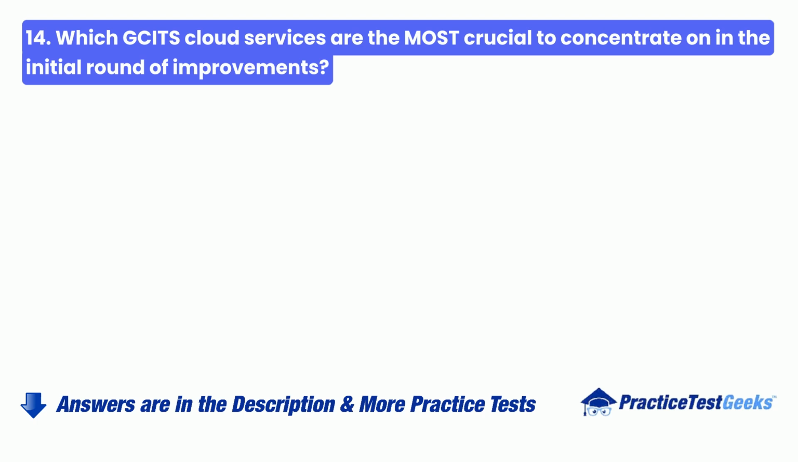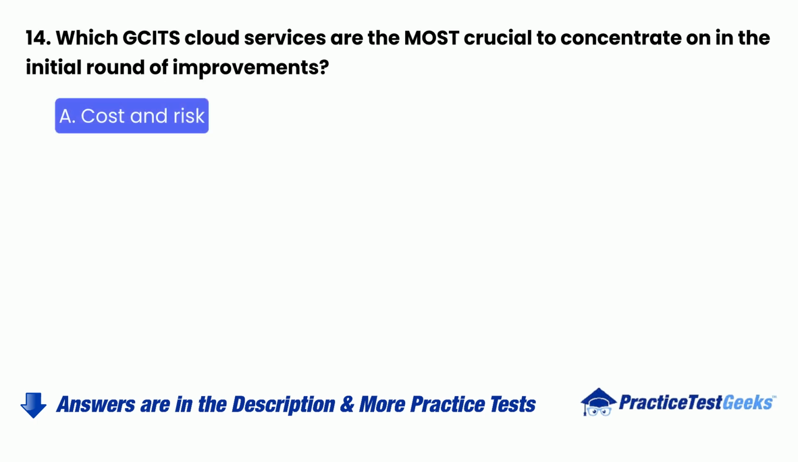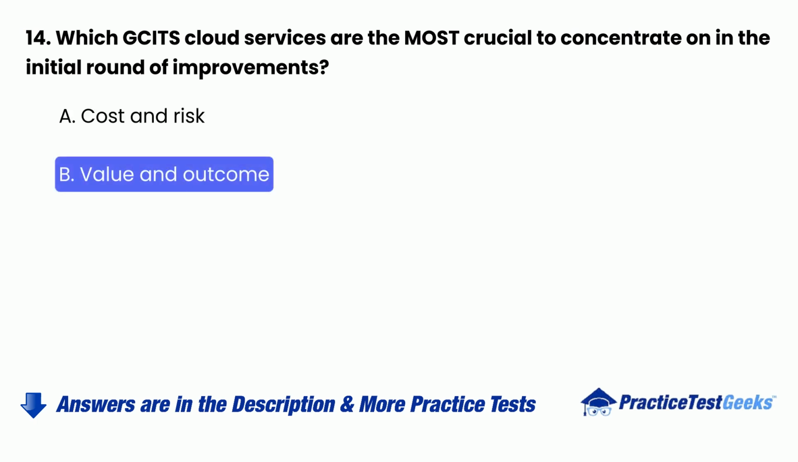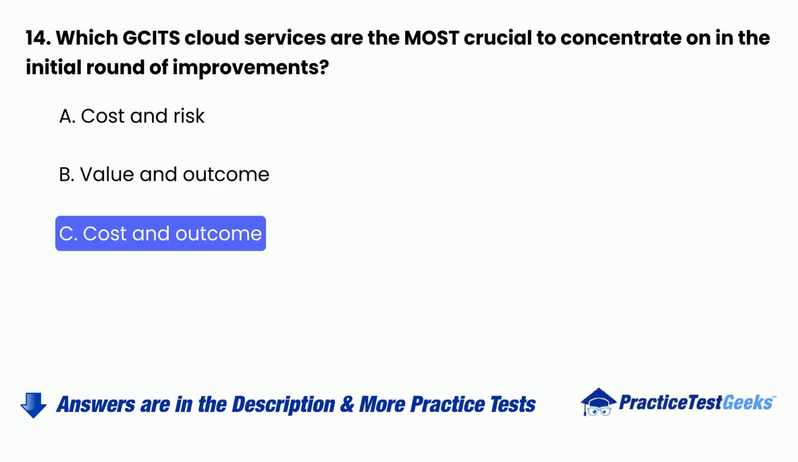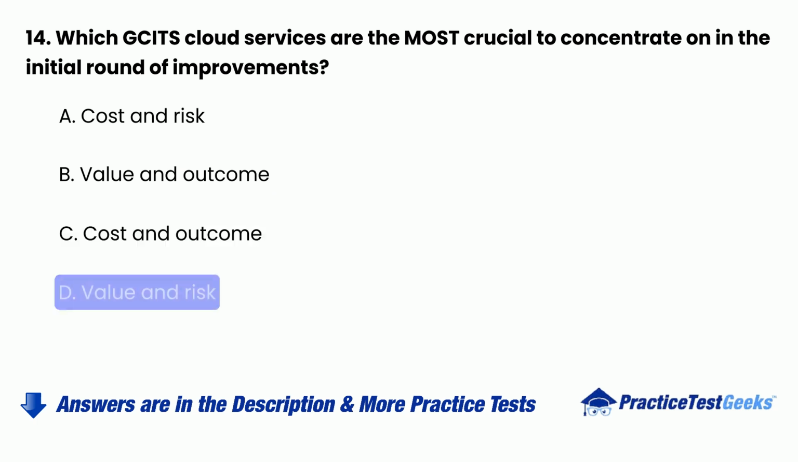14. Which GCITS cloud services are the most crucial to concentrate on in the initial round of improvements? A. Cost and risk. B. Value and outcome. C. Cost and outcome. D. Value and risk.